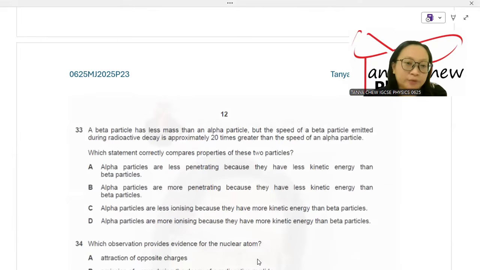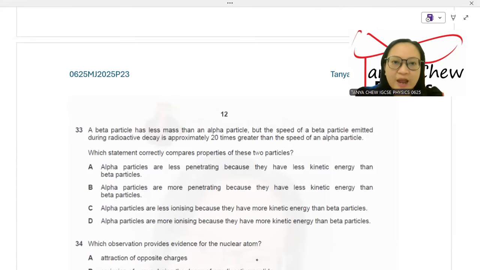A beta particle has less mass than an alpha particle, but the speed of the beta particle emitted during a radioactive decay is approximately 20 times greater than the speed of the alpha particle. Which statement correctly compares properties of these two particles? A. Alpha particles are less penetrating. Yes, this is true, because they have less kinetic energy, not because they have less kinetic energy.